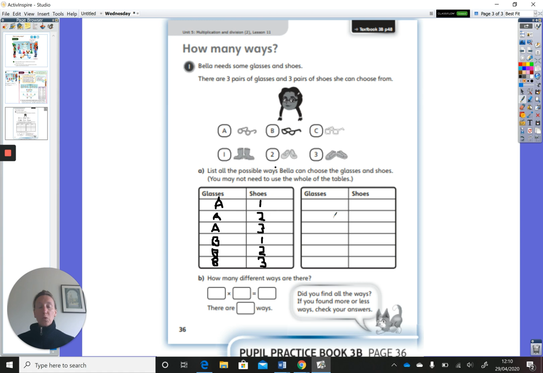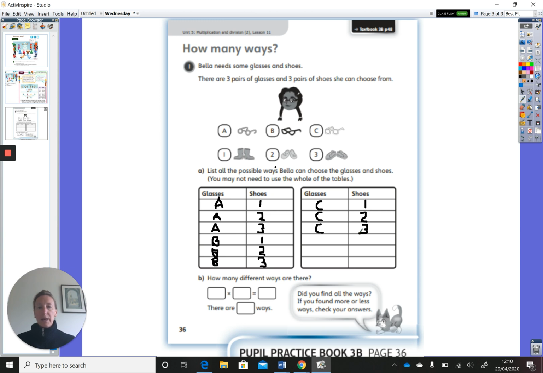Now, she also might be thinking, well, I need to work out the combination if I put on glasses C. So if she puts on glasses C, again, she might try them with shoes 1, or she might try them with shoes 2, or she might try them with shoes 3. So we haven't had to use the whole of the table because there are no other combinations. There's no other options. I've gone through them all systematically.